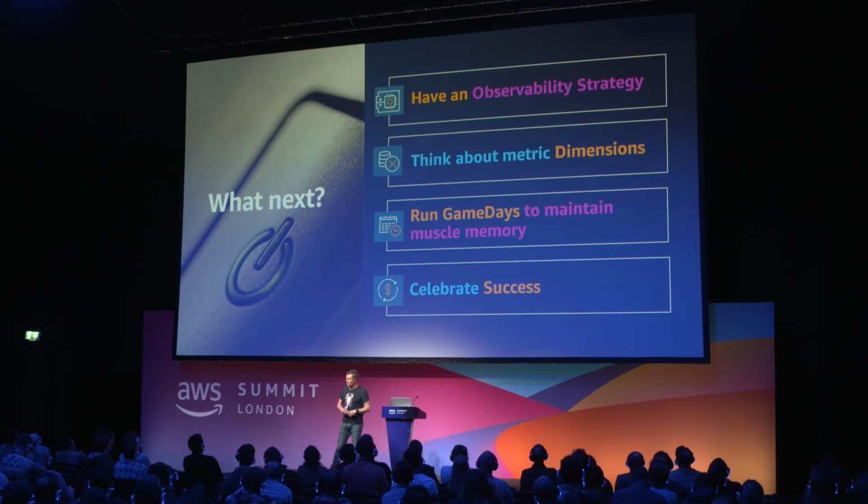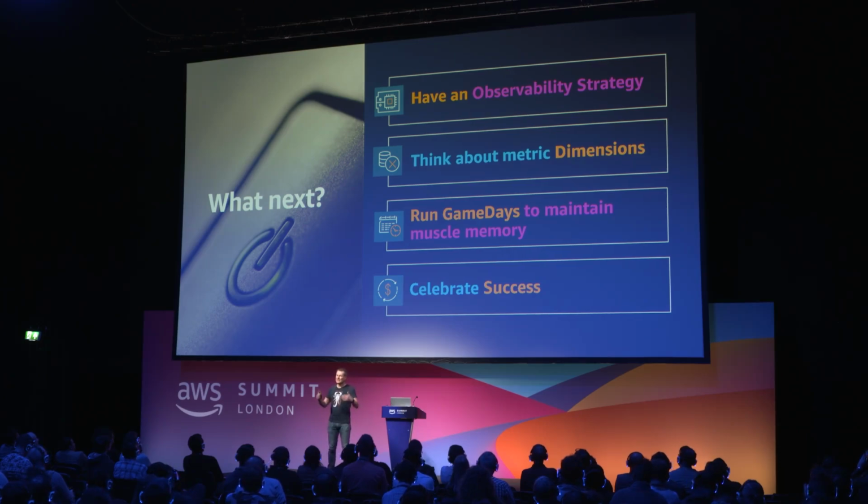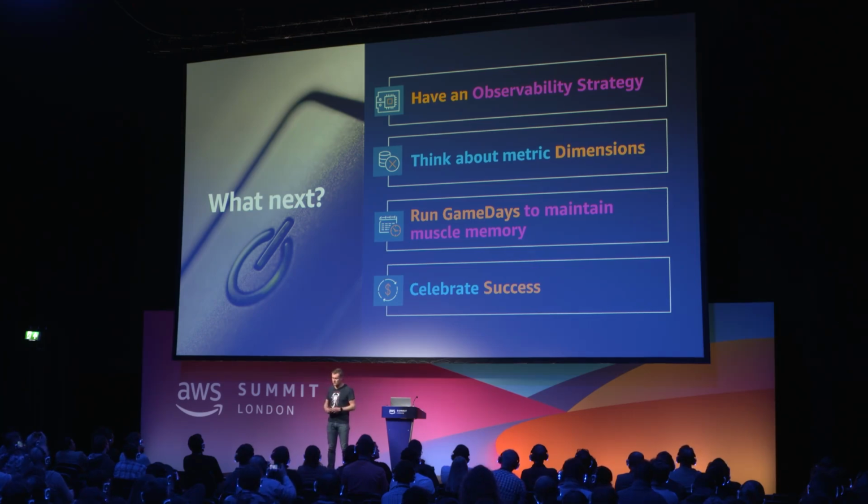Now, for the next steps, always have an observability strategy. What does an observability strategy mean? It goes back to Andrew's comments about the North Star. What is it that you're looking to achieve for your business? And how do I build the thing that's going to allow me to achieve my business goals? Think about dimensions, as Nisha was talking about, and run simulations. Get that muscle memory going.